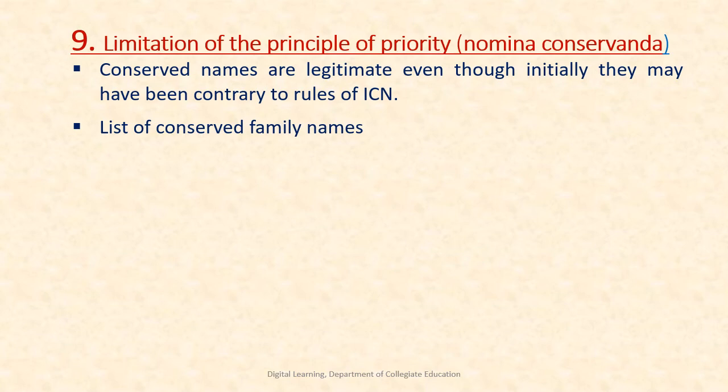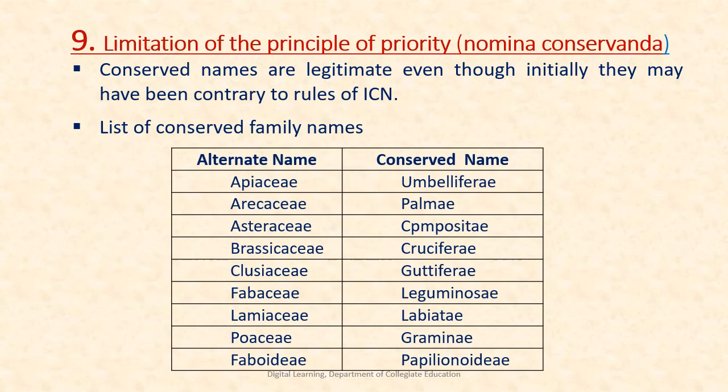So this is about the limitation of the principle of priority, that is nomina conservanda. Conserved names are legitimate even though initially they may have been contrary to the rules of the ICN. Here is a list of conserved family names, in two columns. One is the alternate name, that is the correct name. The conserved names are contrary to the rules of the ICN because these family names do not end with -aceae and are not based on a type genus. Hence, these are illegitimate, but due to their wide usage, these names have been considered conserved names. That means protected. So you can use both the conserved names as well as the alternate names.